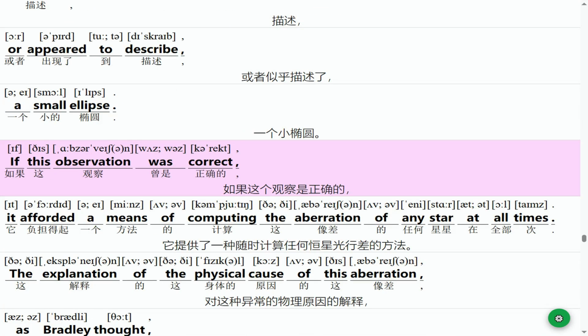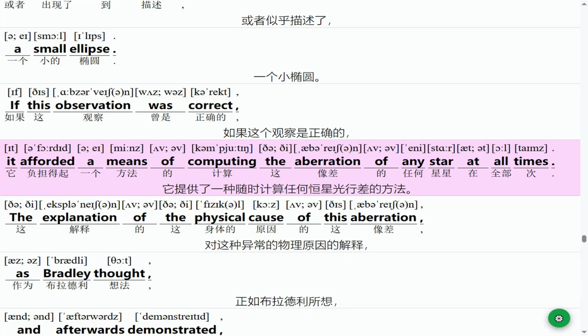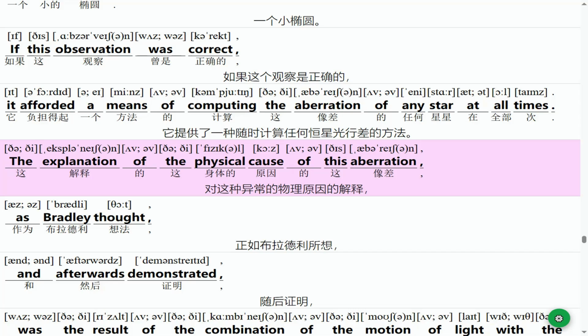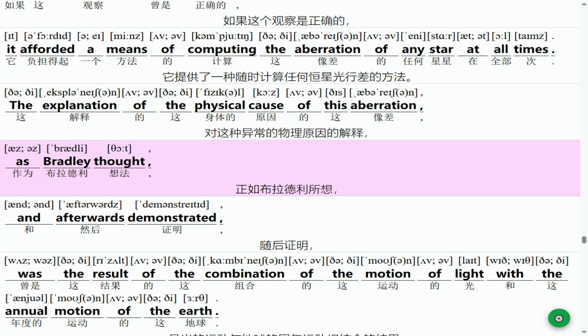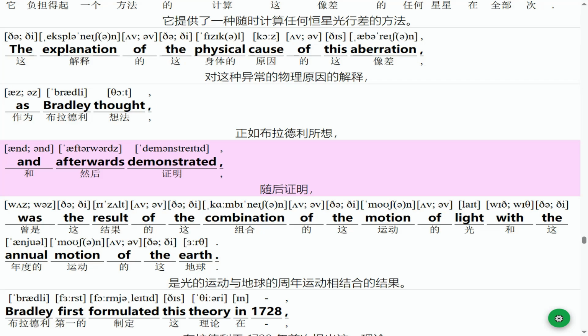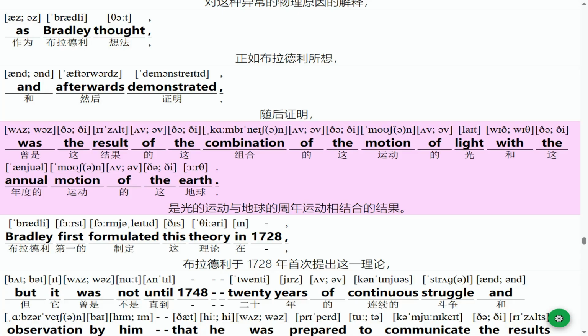If this observation was correct, it afforded a means of computing the aberration of any star at all times. The explanation of the physical cause of this aberration, as Bradley thought, and afterwards demonstrated, was the result of the combination of the motion of light with the annual motion of the Earth.